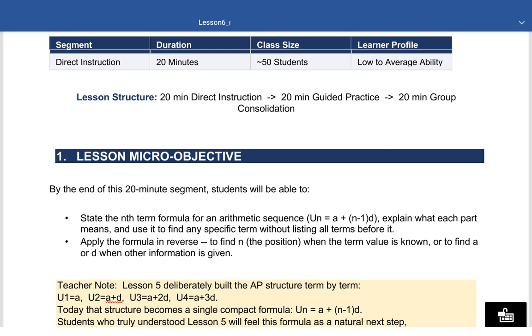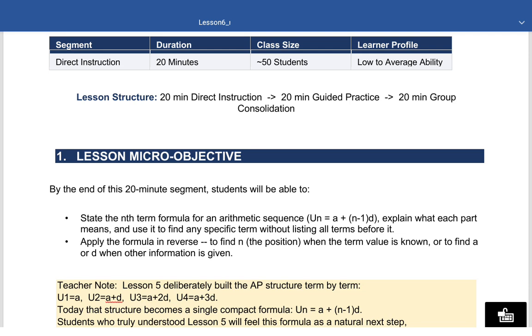Now, a is the first term. The n is the position, and we always pick it from here. So for the 10th position, n will be 10. For the 50th term, n will be 50. Then d is the common difference.